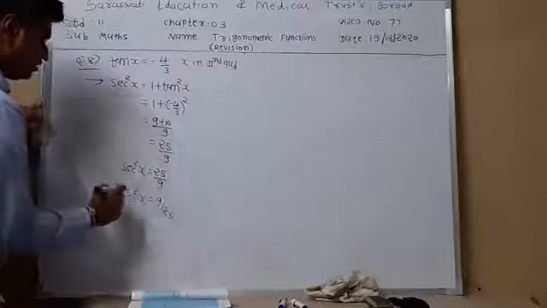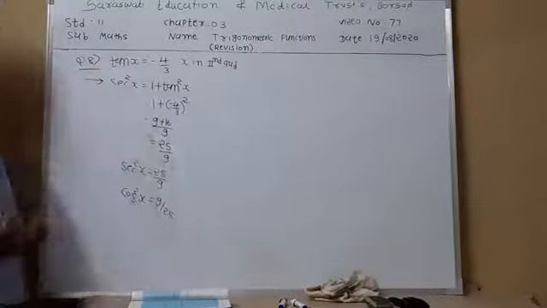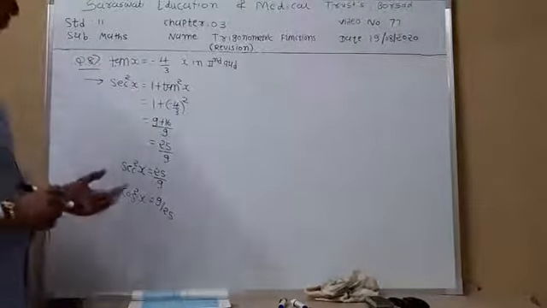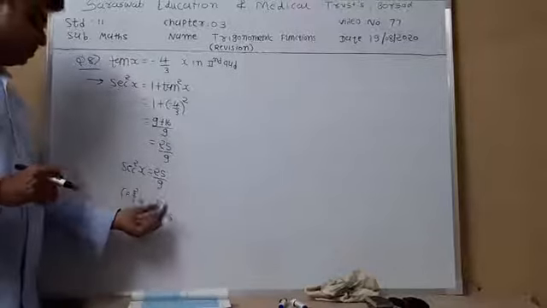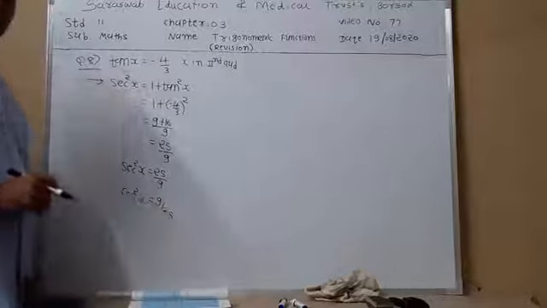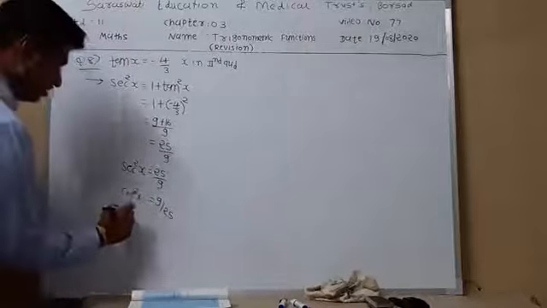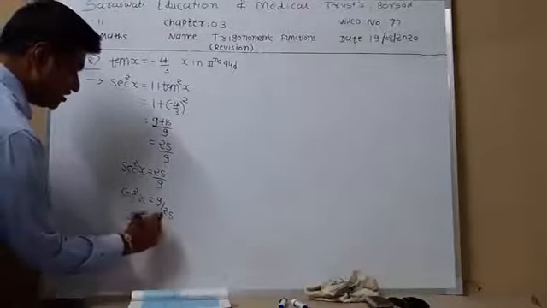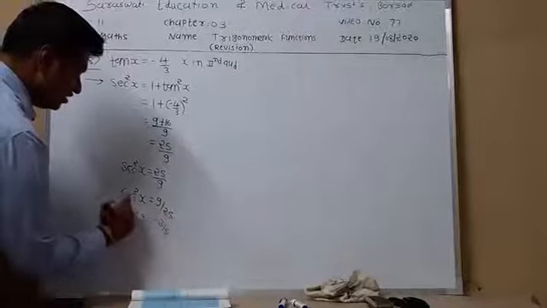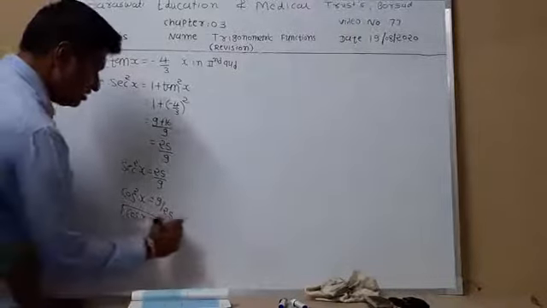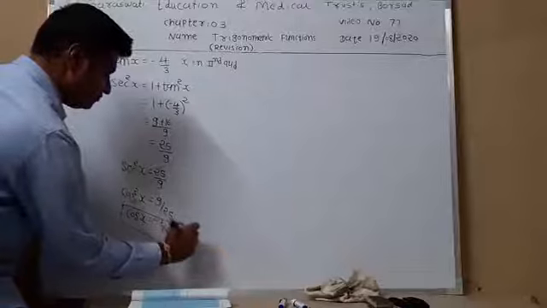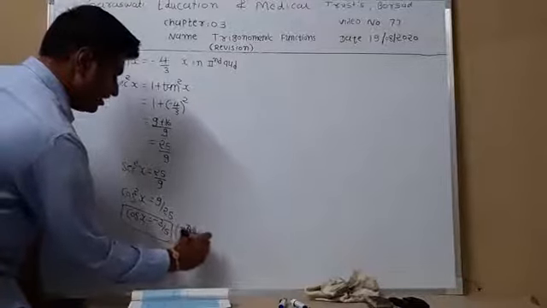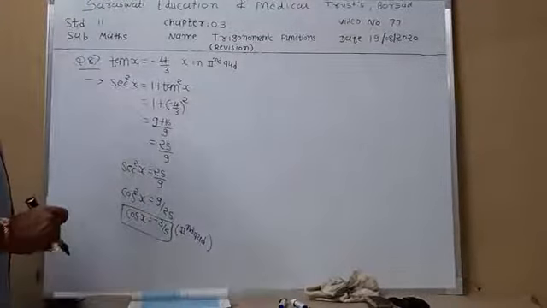Now here the second quadrant is present. Now removing the square, here we get a plus or minus value, but here the second quadrant is present, and in the second quadrant the value of cos is negative, so here written cos x is equal to the negative sign, minus 3 by 5.